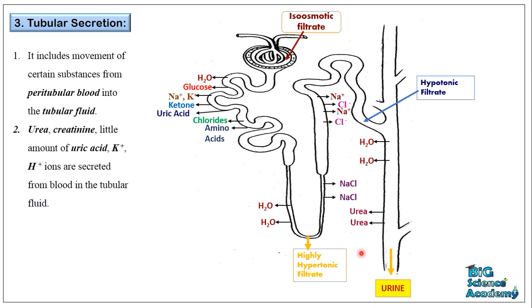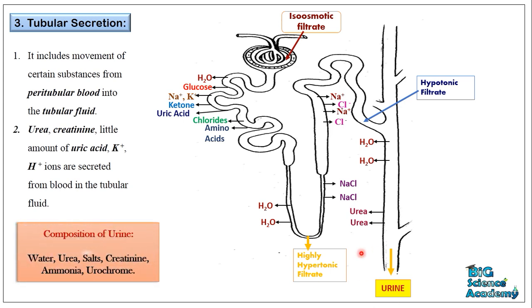Now we will discuss the composition of the urine. Urine is mainly composed of water, urea, salts, creatinine, ammonia and urochrome, which is responsible for the yellow color of the urine.